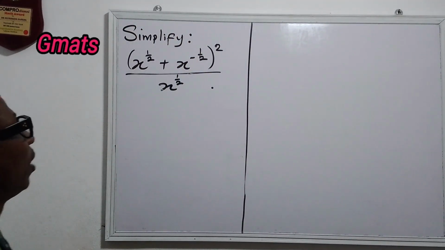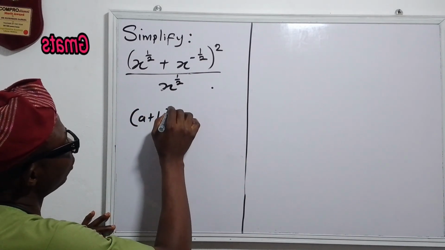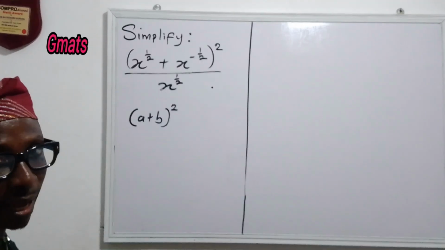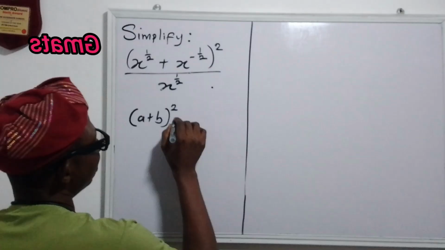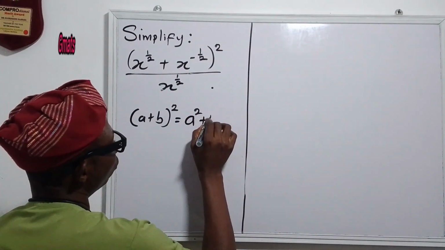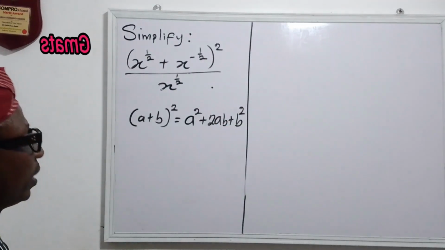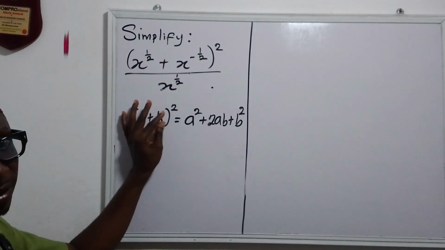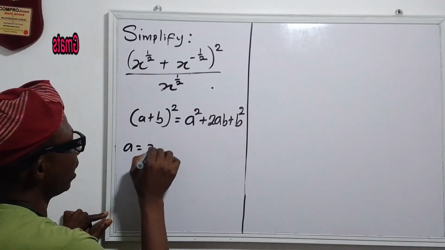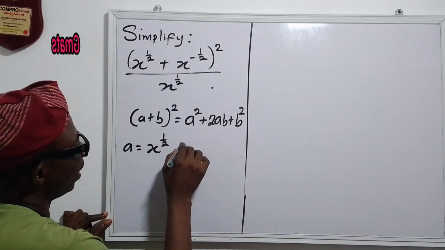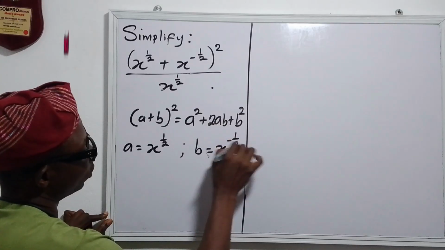All right, so now the numerator is of this form: a plus b raised to the power of 2. And I know whenever I have this type of expression, the result is the same thing as a squared plus 2ab plus b squared. Okay, so now if you compare this left hand side with what we have here in the numerator, we see that a is equivalent to x raised to the power of 1 over 2, while b is x raised to the power of what? Negative 1 over 2.